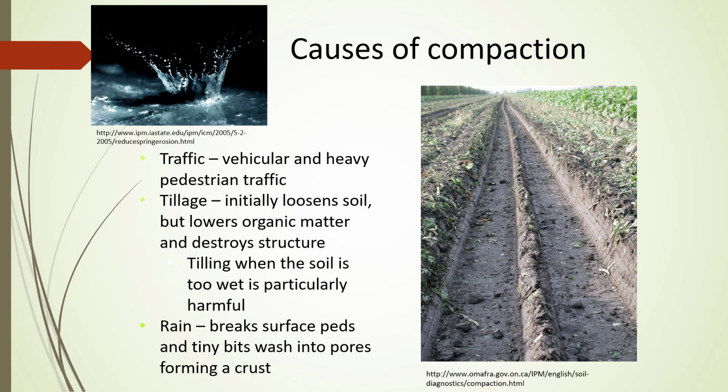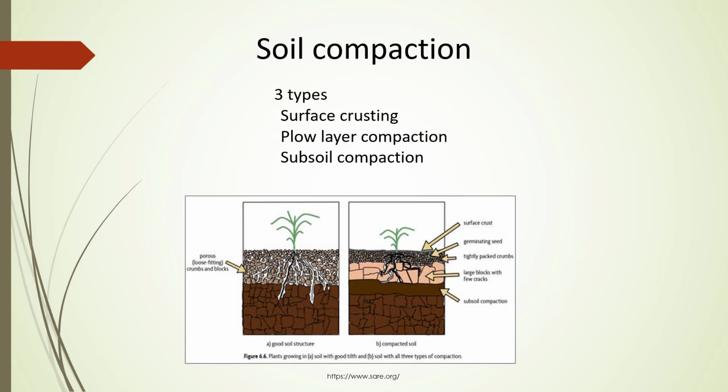So causes of compaction: traffic, of course, and not just vehicular but pedestrian traffic. Social trails are quite often a problem. Tillage initially loosens the soil but lowers the organic matter, destroys the structure. And again, I mentioned that tilling when the soil is too wet is particularly harmful. And rain can actually break the surface beds and tiny bits wash into pores, forming a crust. So we've got our surface crusting going on there. That is a type of compaction. Then there's plow layer compaction, and then subsoil compaction.